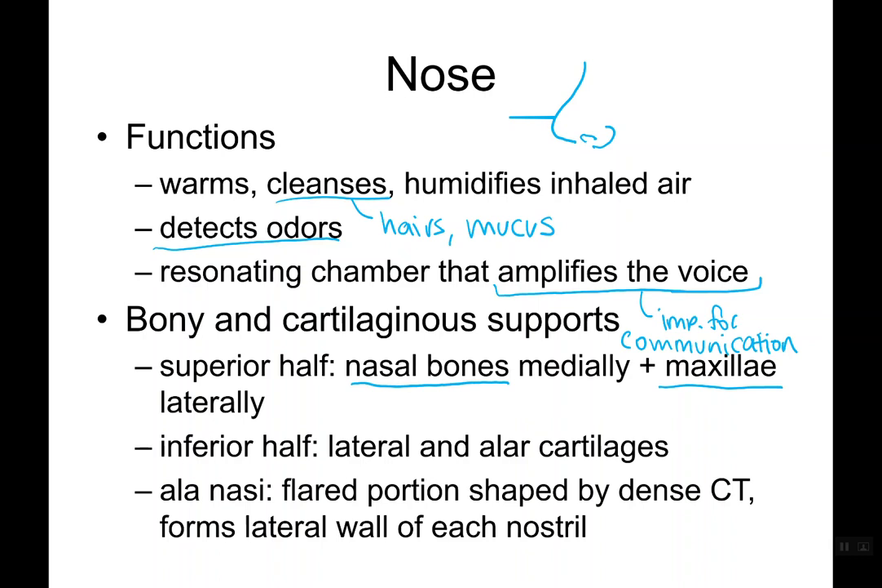The inferior half has the lateral and alar cartilages, and these are the cartilages that give the bottom part of your nose its shape. And the ala nasi is the flared portion that forms the nostril. So the little bowl-shaped flared area, and it's shaped by dense connective tissue primarily, which forms the lateral wall of each nostril.